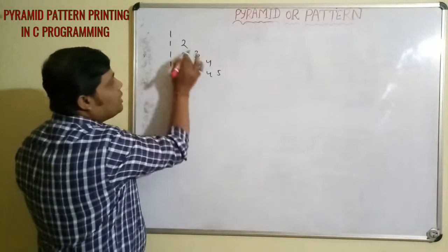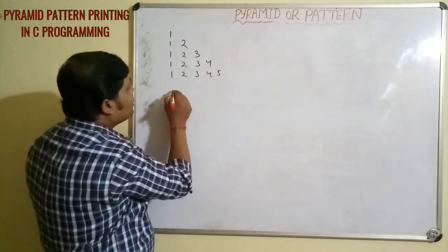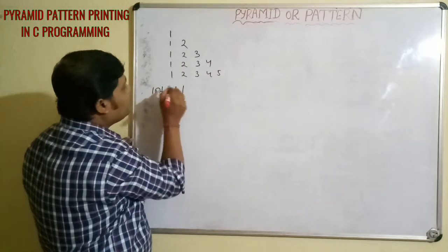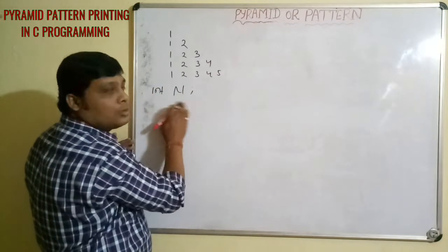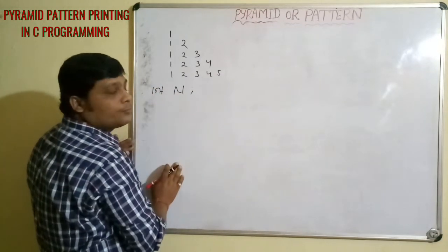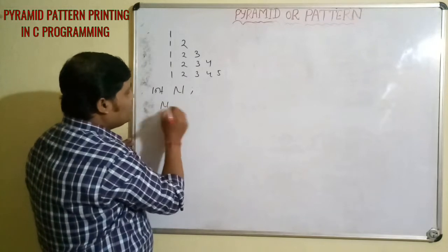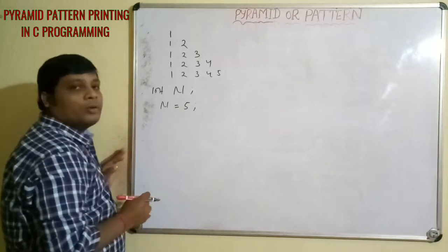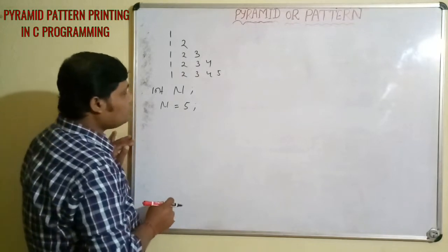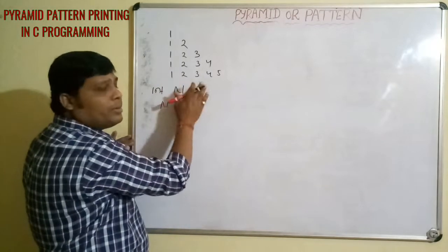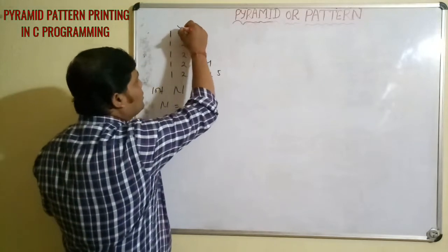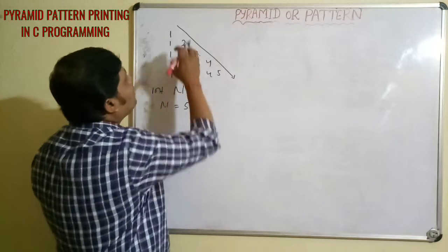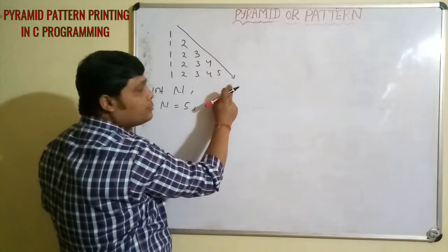Now we see there are 5 lines. For the line numbers I am taking an integer variable n, and you have to input n. Suppose I am taking 5 here as the n value. So there are 5 lines. You can see this pattern, this pyramid structure, is in increasing order.